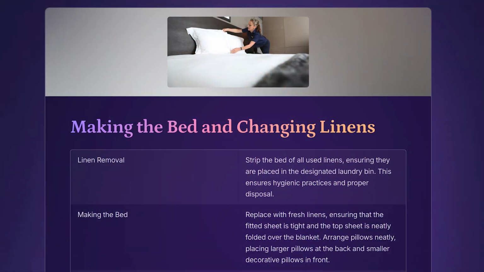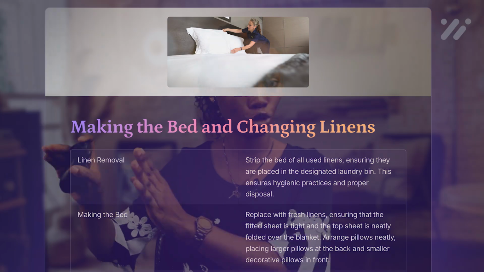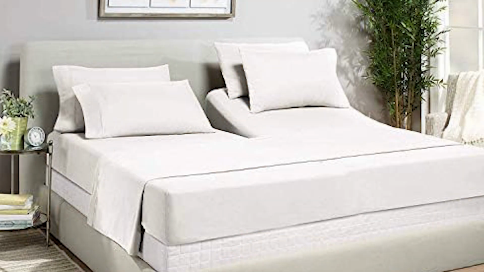Making the bed and changing linen. What do you need to do? Strip the bed of all linens, ensuring they are placed in the designated laundry bin. For making the bed, replace them with fresh linens, ensuring that the fitted sheet is tight and the top sheet is neatly folded over the blanket.